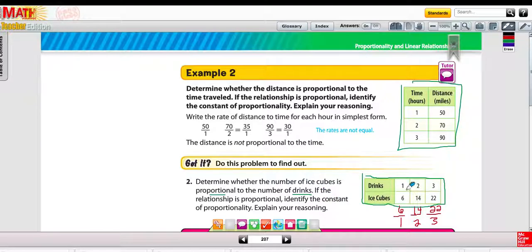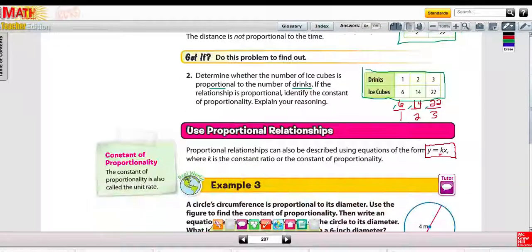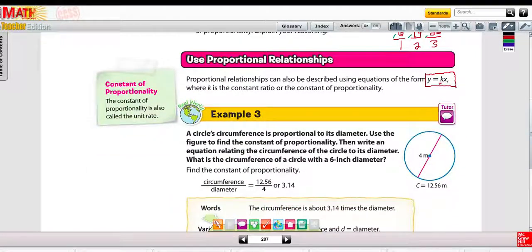So what we're going to do is take this table, take 6 divided by 1, 14 divided by 2, and 22 divided by 3. We don't get the same number each time, so we will say that this is not proportional, and the reasoning is that 6 over 1, 14 over 2, and 22 over 3 are not equal. So it's non-proportional.